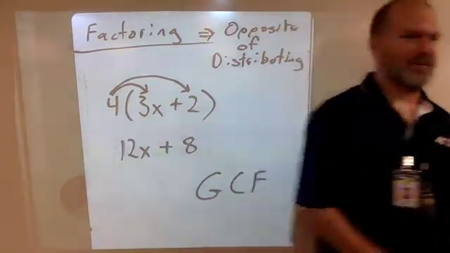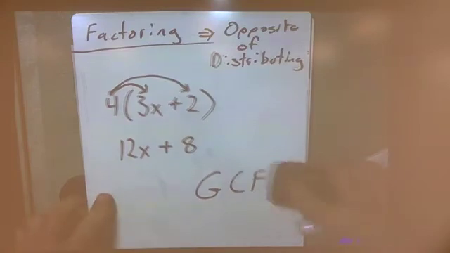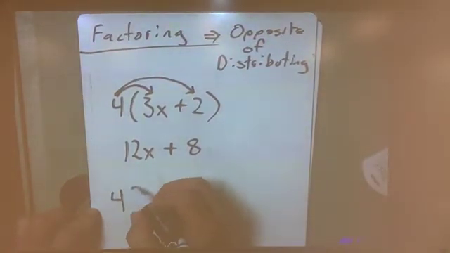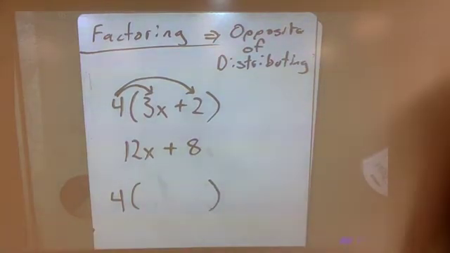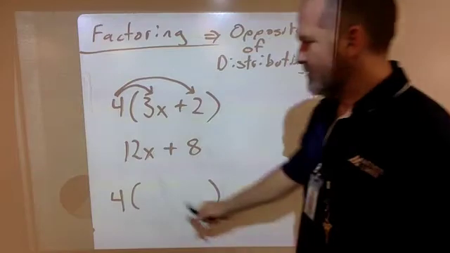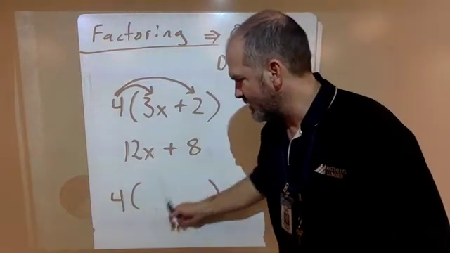Oh, look, it's 4. It's right there. So 4 goes into both those numbers evenly. So we're going to pull a 4 out, and we're going to have our parentheses. Now we have to build what goes inside the parentheses. So we have to ask ourselves, what do we multiply 4 by? What are we going to put right here?